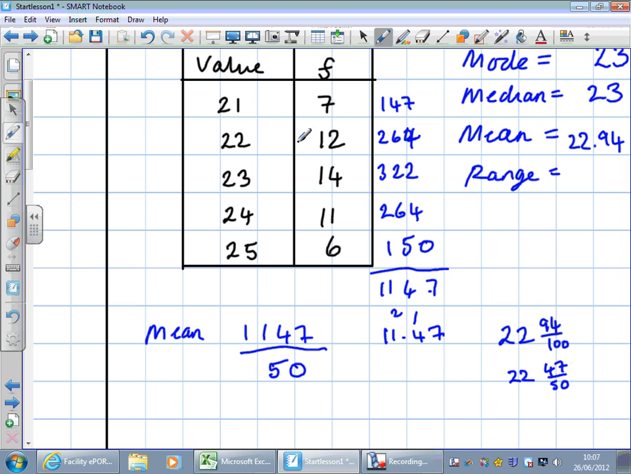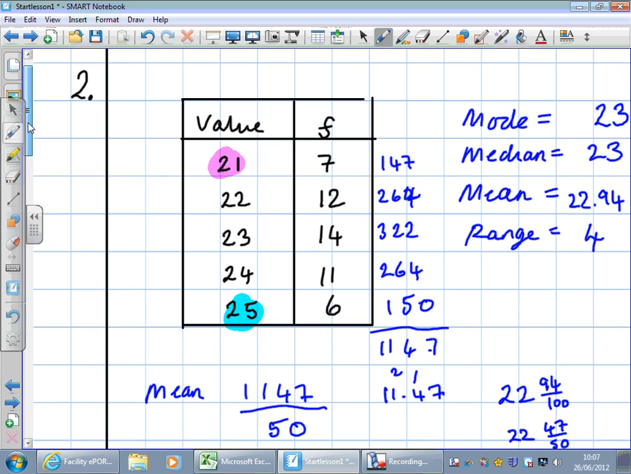The range, you subtract the smallest one from the largest. 25 take away 21. Again, the range is 4. Right, who got all those right? Good.